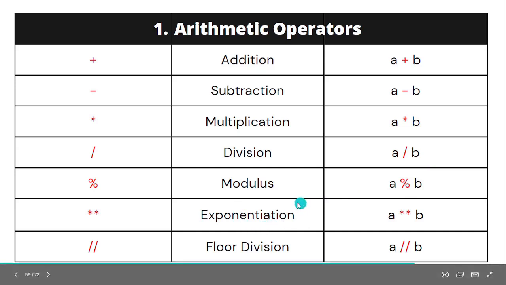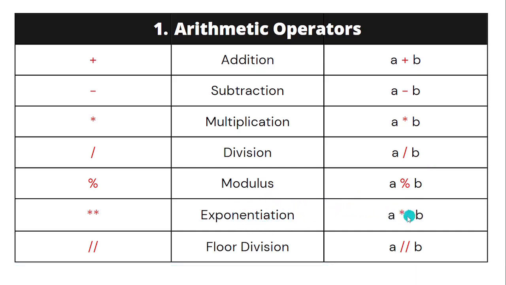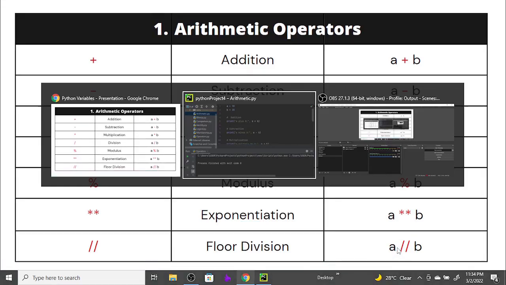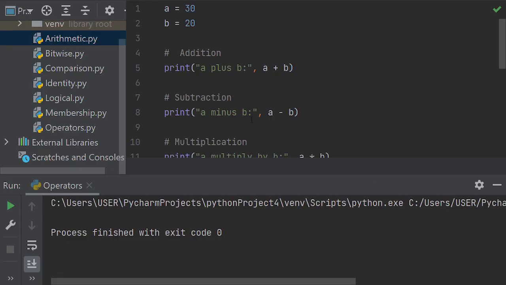Then you also have exponentiation, which is basically a number raised to the power of another number, so A raised to the power B. This is how it is denoted. That means that A is going to multiply itself B number of times. Then you also have floor division, which returns the whole number, leaving out the excess or the decimal place values. So back to our code, and we have that in action.